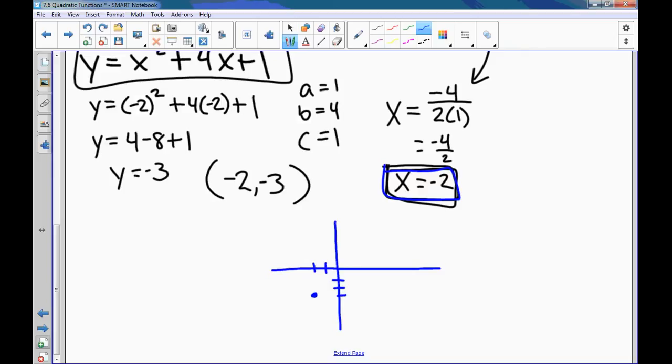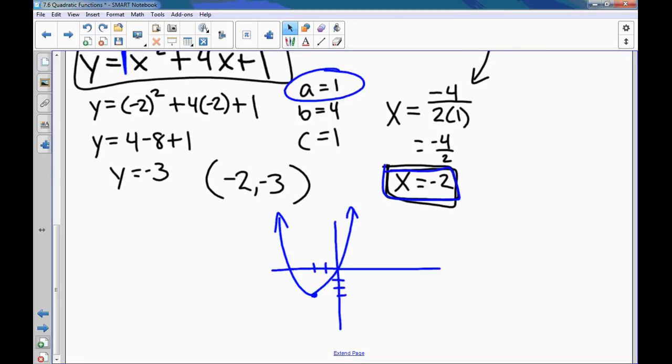Now, my a value, when it comes to parabolas, will tell us the orientation. Does it open up or down? Is it skinny or fat? The beautiful part of this is that the a value in the parabola is the same exact a value that comes in the equation. That same exact 1 that comes before the x squared is still going to be my orientation. So it's going to open up, and it's going to be neither skinny nor fat. And I just graphed the parabola in much faster time than when I completed the square. So that's the beautiful thing about this shortcut.